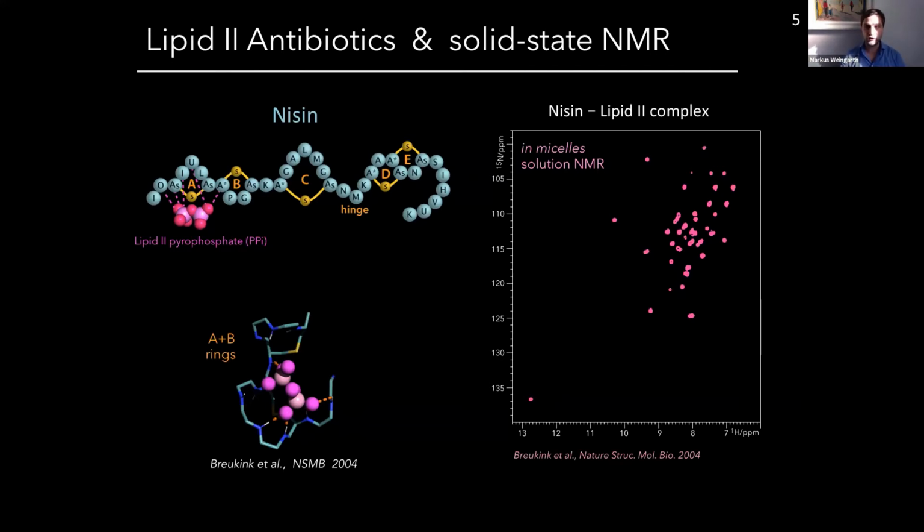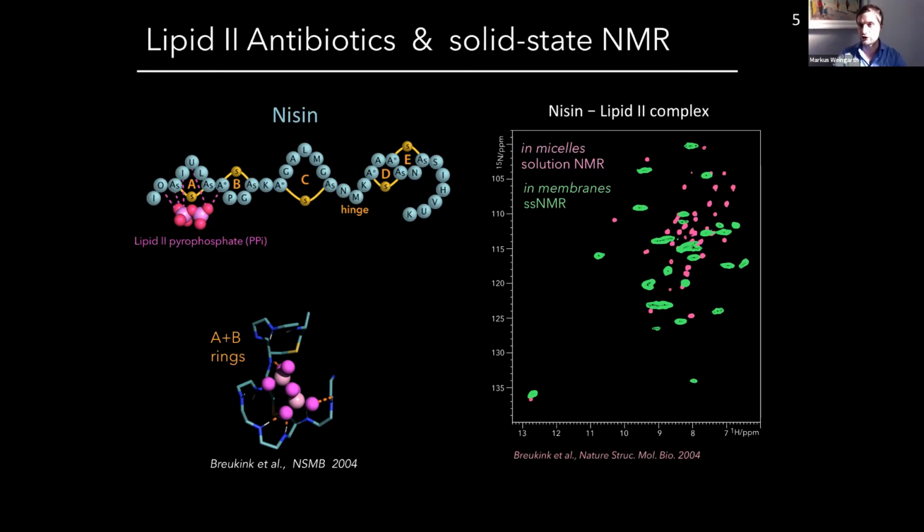That's why we wanted to revisit this complex. And you see here on the right, the original solution NMR spectrum from the paper that shows nisin bound to lipid-2 in micelles. So let's see what happens if we measure exactly the same complex with solid-state NMR in real membranes. And you see this is the difference, like day and night. The spectra are completely different. And this must mean that the structure of the complex is also completely different.